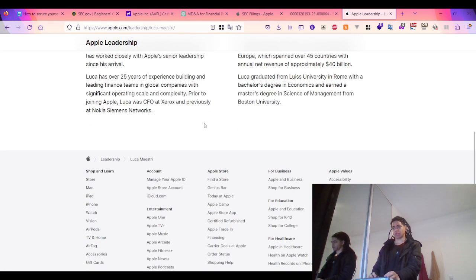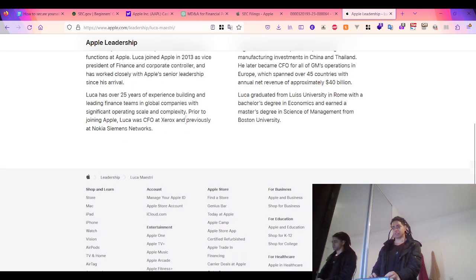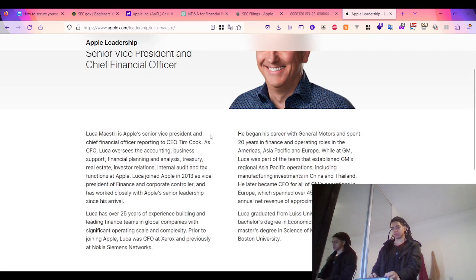Prior to joining Apple, Luca was CFO at Xerox, and previously at Nokia Siemens Networks. Luca graduated from Luiss University in Rome with a bachelor's degree in economics and earned a master's degree in science of management from Boston University.